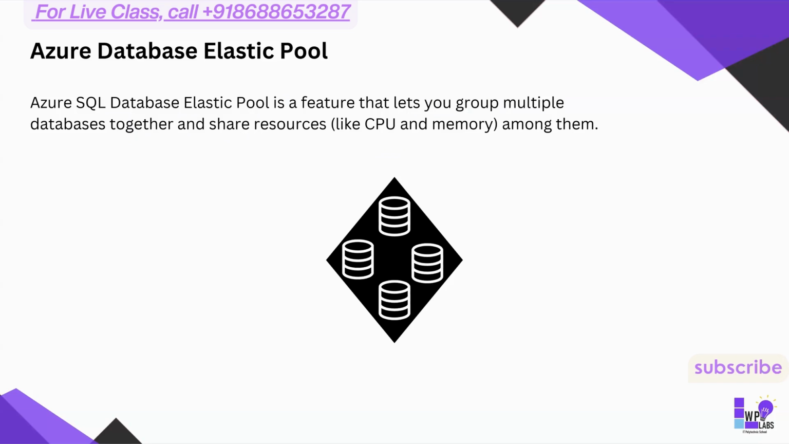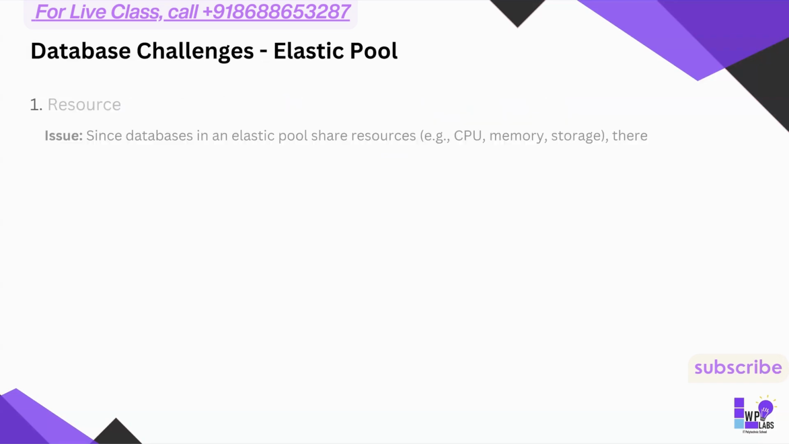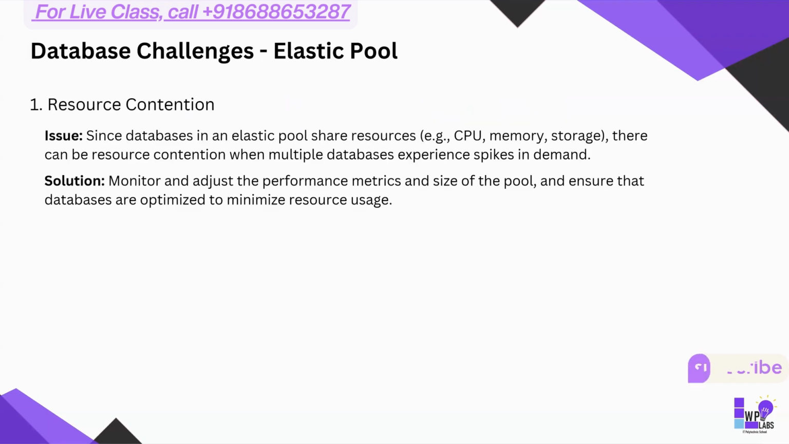But there is another important thing to look into, which is some of the challenges that this Elastic Pool faces. One of the most important challenges is resource contention. So what is resource contention? Since databases in an elastic pool share resources like CPU, memory and storage, there can be resource contention when multiple databases experience a spike in demand. Let me give a small example.